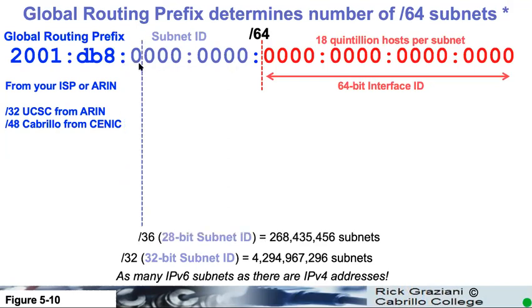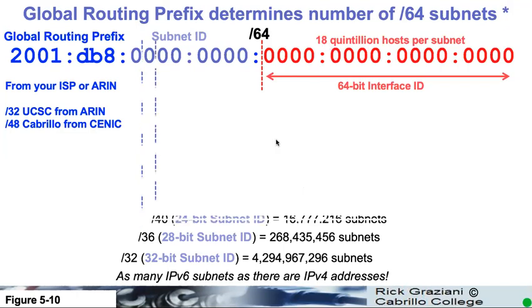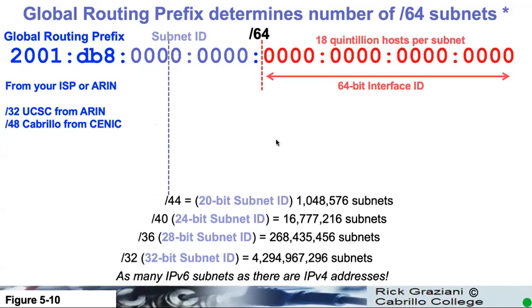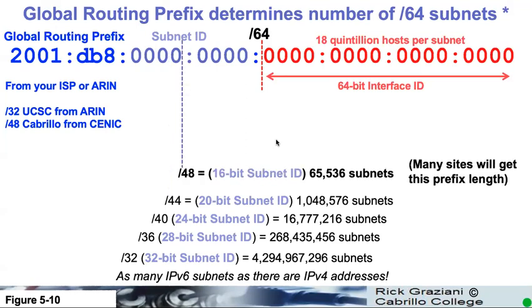You'll notice we're going by each hexadecimal digit. If I go another hex digit, I go from 32 to 36, 4 bits. That gives me a /36, or 28 bits for the subnet ID, or 268 million subnets. Each subnet, remember, is 18 quintillion hosts. Then /40, /44, /48. This is what most sites will get, including what Cabrillo gets from Scenic, our ISP. That means we have 65,536 subnets, each one with 18 quintillion devices.